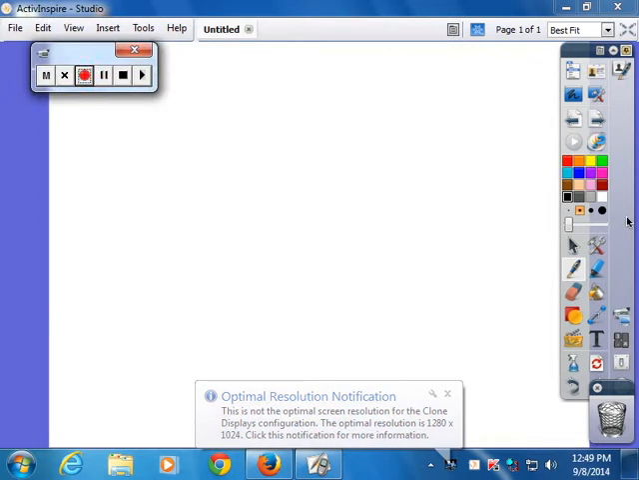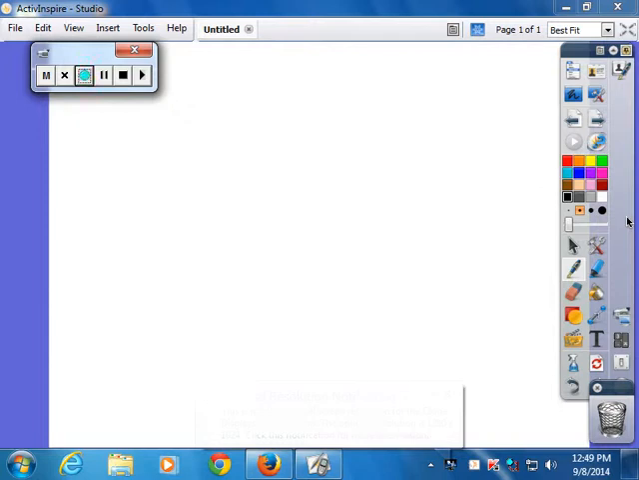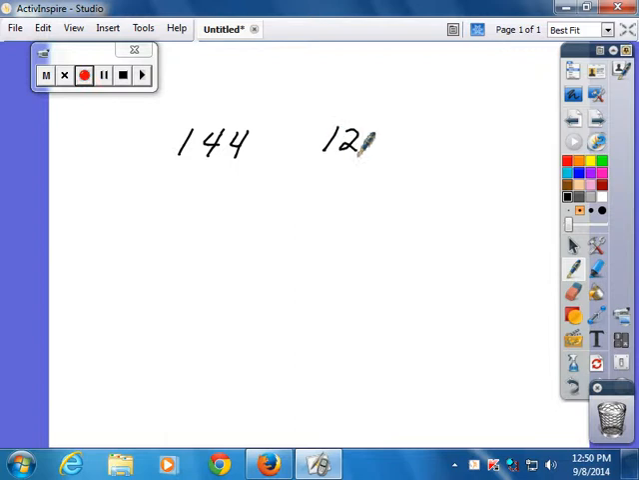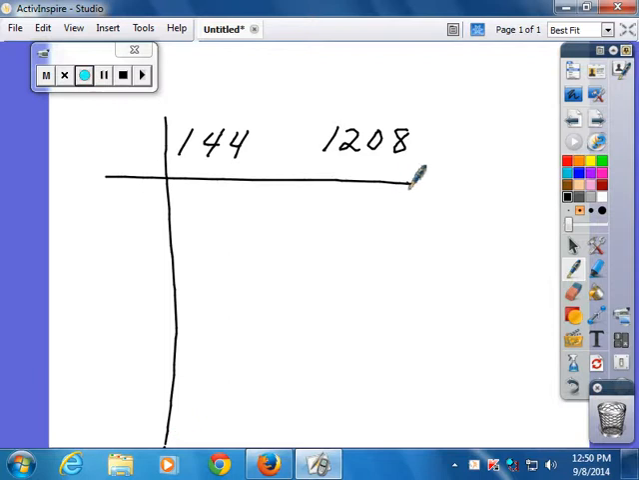All right, before we start 5.3, I want to review finding the least common multiple. So right quick, find me the least common multiple of 144 and 1208. This is a review of 5.1. And the only reason I care about the least common multiple is that in 5.3, you're finding the least common multiple for the common denominator. So go ahead and find that.